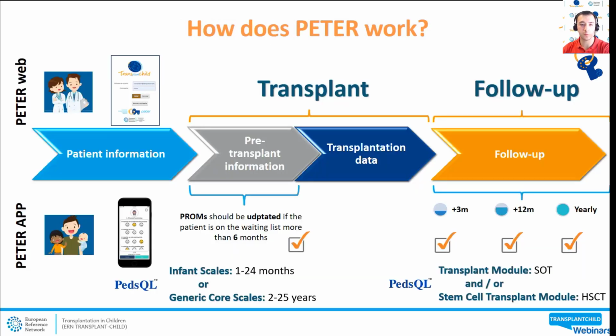This is a brief scheme of how Peter works. So basically, the information is uploaded to the registry from two different sources and at different time steps of the transplantation process. There is a part of the information that is prior to the transplant, that is mainly the general information about the patient. There is information about the transplant procedure in itself, so not only the procedure, but also the pre-transplant information, which is commonly known as the waiting list information. And different information is also asked in the follow-up sessions that follow every transplantation procedure.